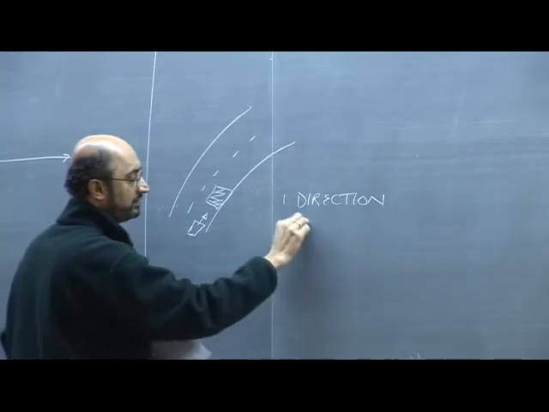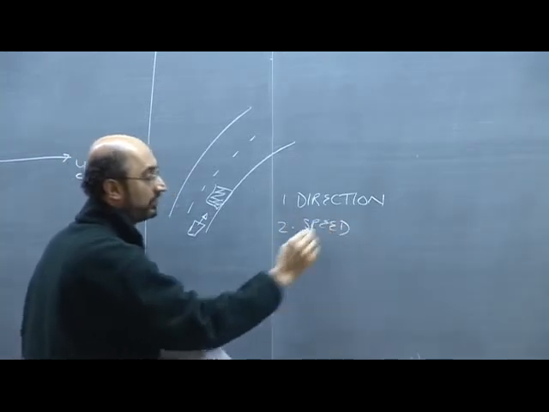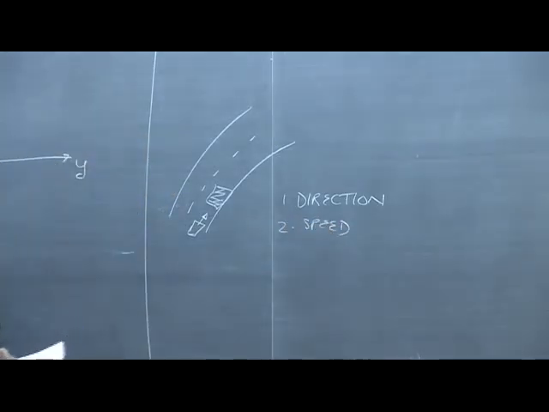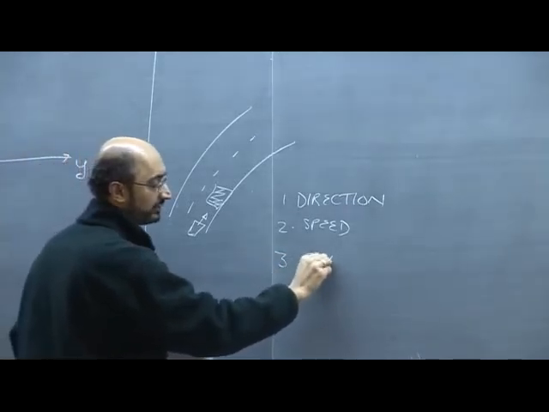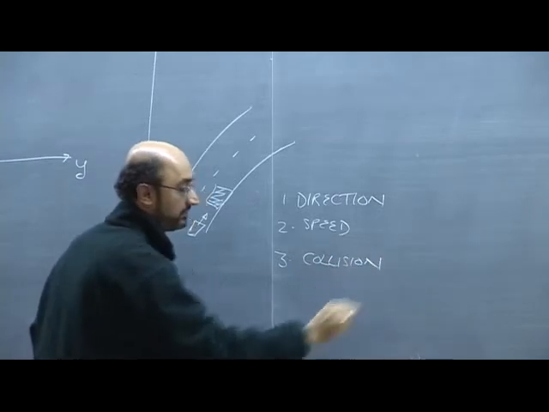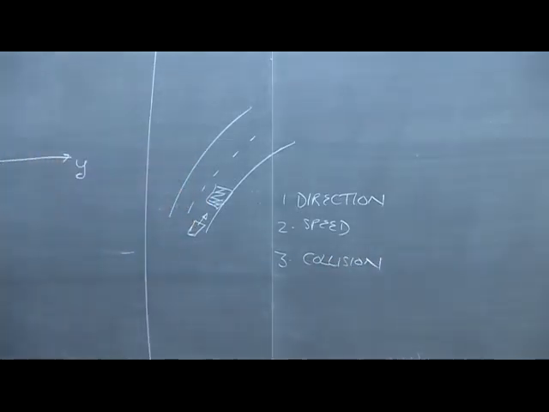Second thing is speed. You want to make sure that you're not going too fast or too slow for that matter. And the third thing is you want to avoid collisions. It's collision control, right? So those are the three control systems that you have in a car. There are others besides, but let's look at the three.